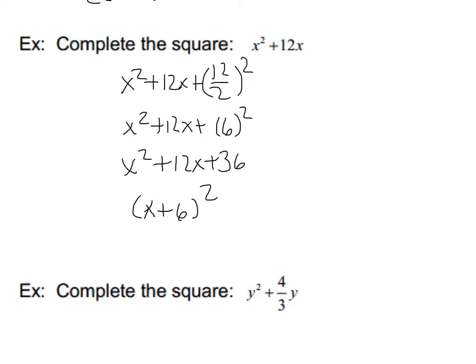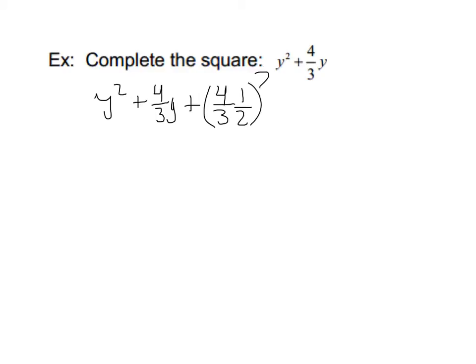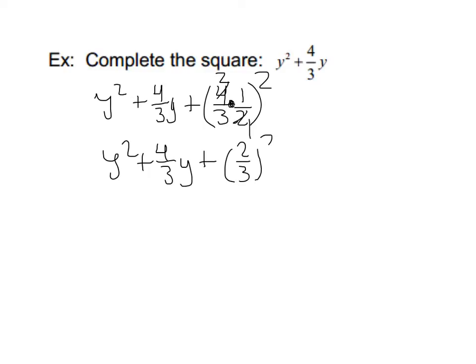Now comes fractions. Let's look at the next example. Complete the square. y squared plus 4/3 y. Okay. We're good because a is still 1, but b is 4/3. Instead of thinking divide by 2, think multiply by a half, because that'll help you. So you have y squared plus 4/3 y plus 4/3 times 1/2 squared. So that's y squared plus 4/3 y plus, now you can do this, that's 1, that's 2, so this would be 2/3 squared, which is y squared plus 4/3 y plus 4/9.